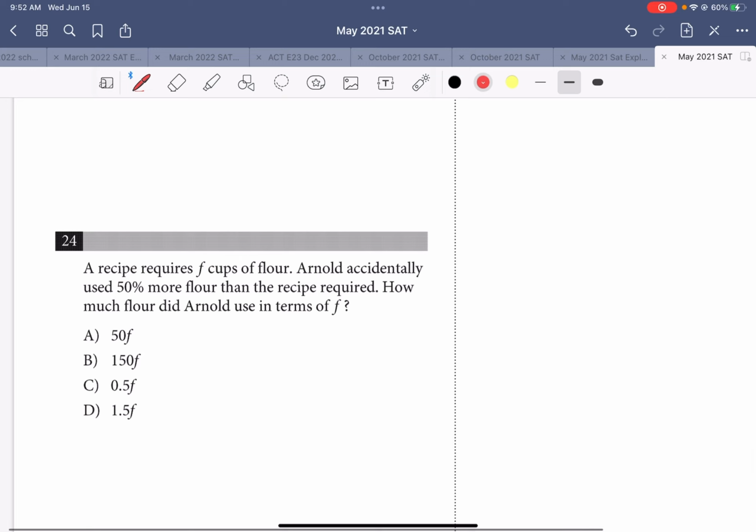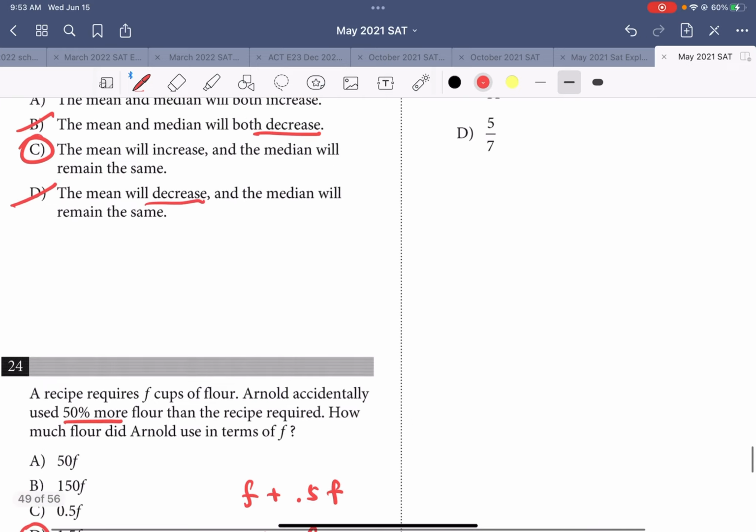Number 24. A recipe requires F cups of flour and Arnold accidentally used 50% more flour than the recipe required. How much flour did Arnold use in terms of F? So 50% more: F plus 0.5F, which is 1.5F. That's how much Arnold used accidentally.